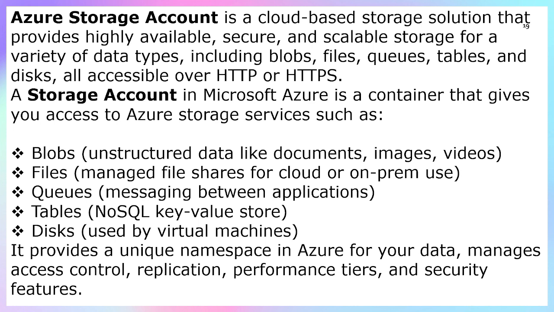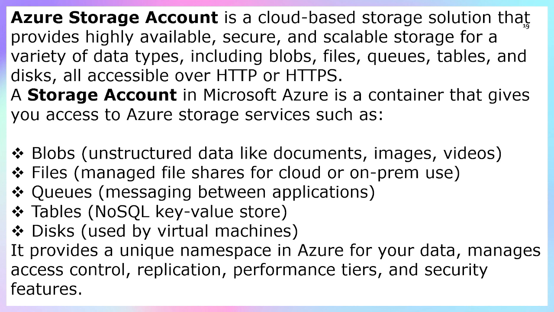Queue storage is used for messaging between applications. Table storage is where we store NoSQL key-value data. Disk storage is used for virtual machines. If you want to store a VM, or take a complete backup of a VM, we use disk storage. So these are the five types of storage available in Azure Storage.